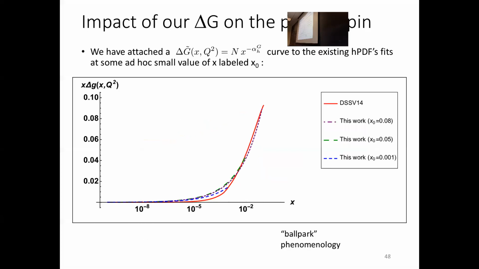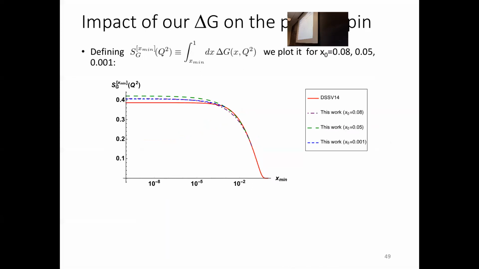For gluons, it's probably even less pronounced. Again, this is the same exercise. We take the DSSV curve, and we take different power laws that we attach to it. The change is kind of minor. It doesn't go to 0 as fast as DSSV suggests, but at the end of the day, the integral doesn't get affected too much by this.